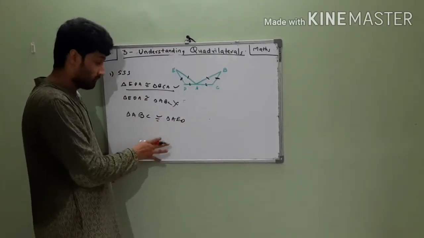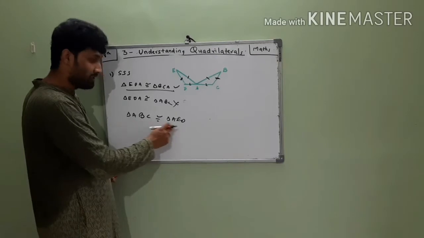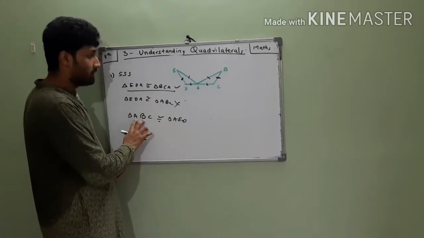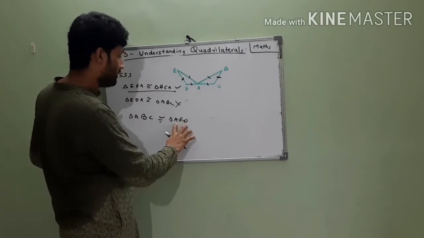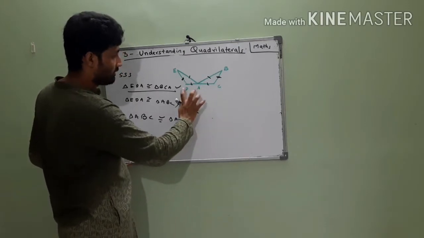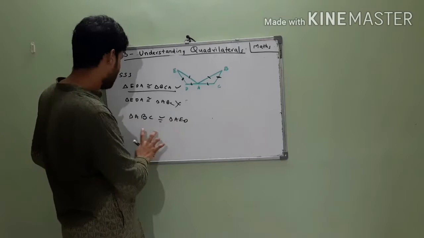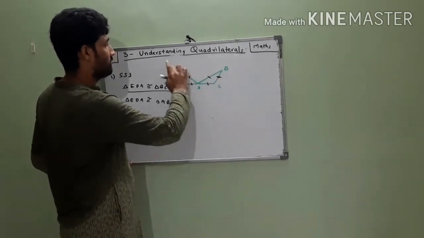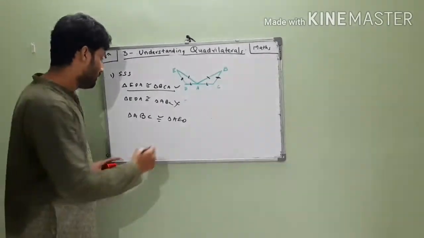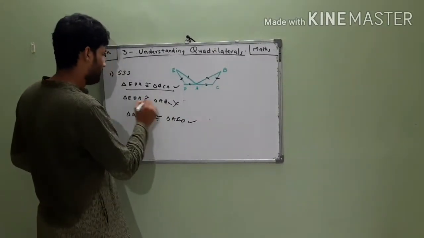This is correct. These are congruent. ABC and AED. See, AB equal to AE, AD equal to AC, and BC equal to ED. That is right. So this is right, this is right, this is wrong.